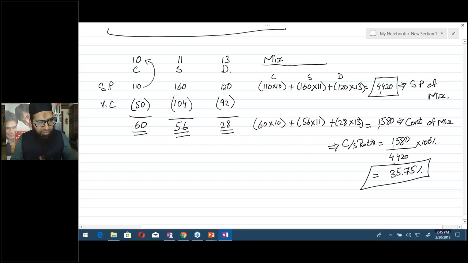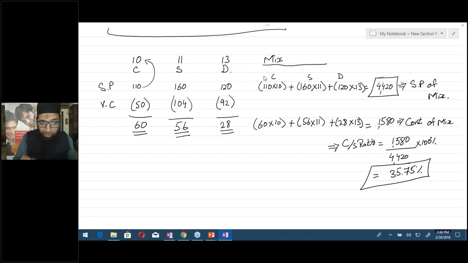Few students have calculated it perfectly. Salman, you have answered 35.74, but if you see the value, it is 0.35746. So when you round it off, it will be 35.75%. So this is the answer of the first requirement.